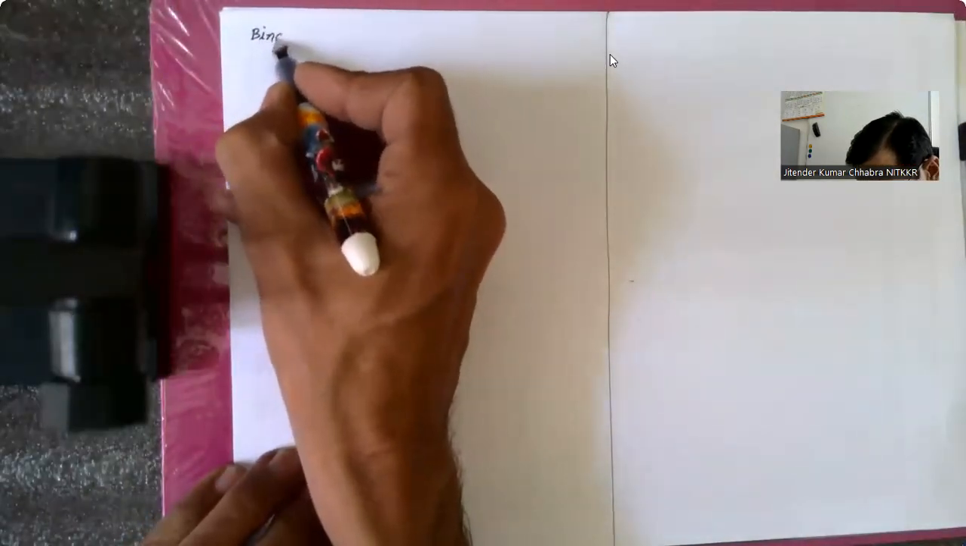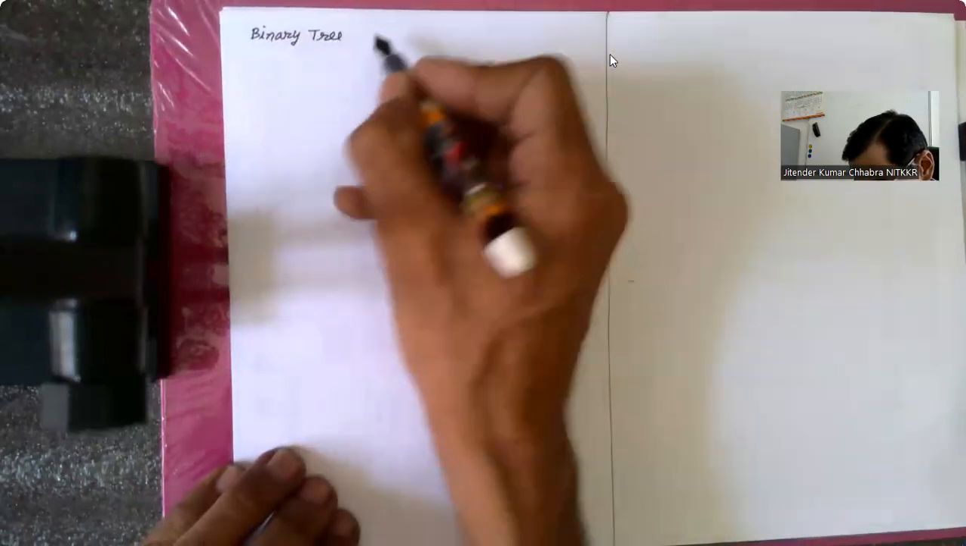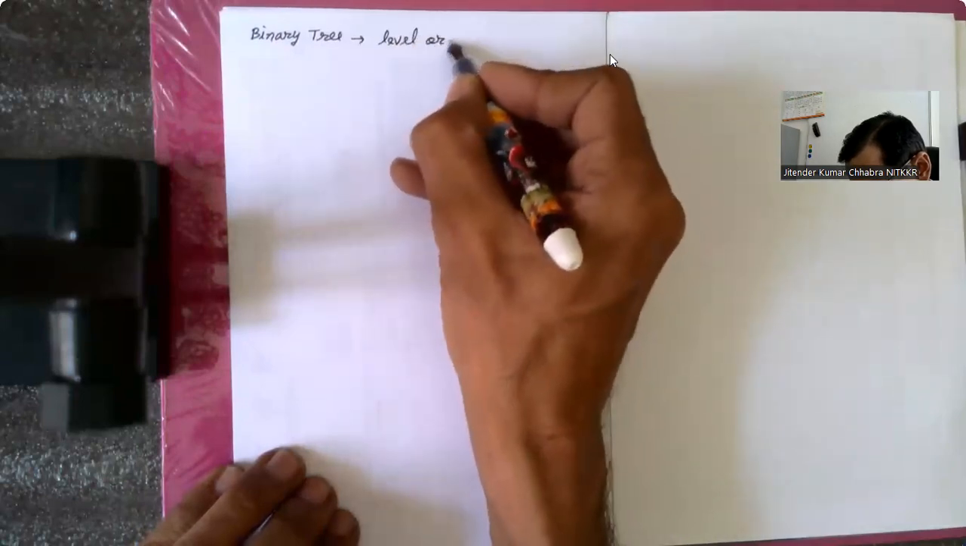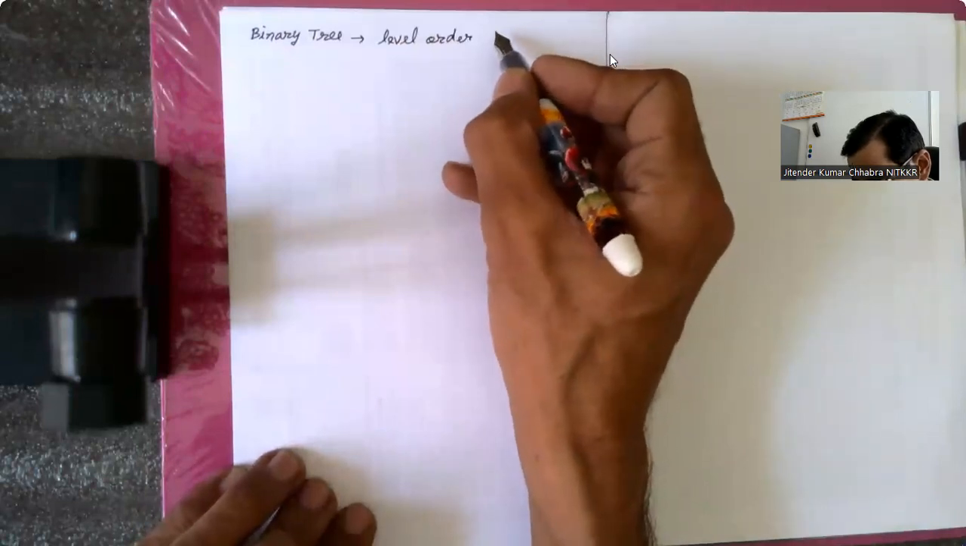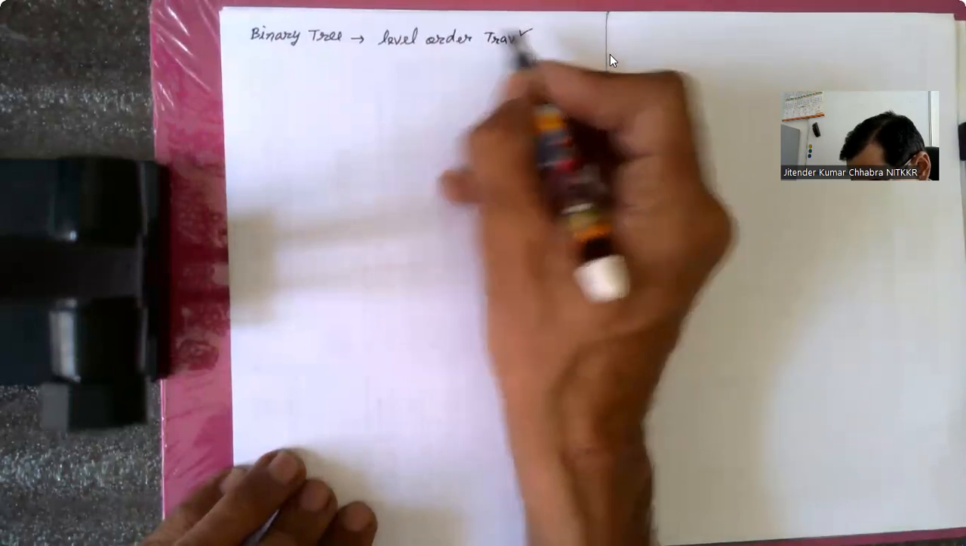So let's review what we have already done. We have discussed binary tree operations, and last class we discussed level order traversal, and I asked you to think of iterative in-order or pre-order or any depth traversal. So this is what we have discussed already.